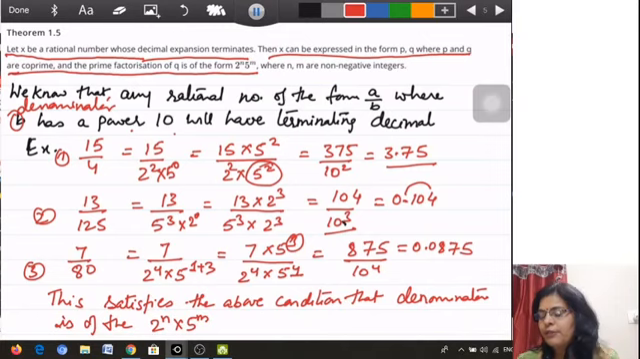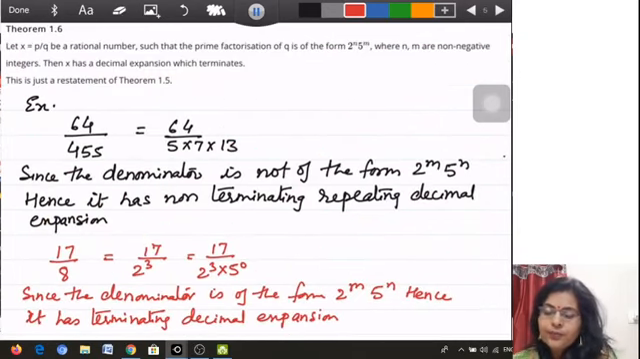So we will multiply 7 into 125, which is 875, and we have got 10 to the power 4 over here. And after 4 digits, we will put the decimal point. So these conditions, the above theorem, what it has said, that q is of the form 2 to the power n and 5 to the power m, has satisfied these questions. Now let us look into some more questions related to all of these.